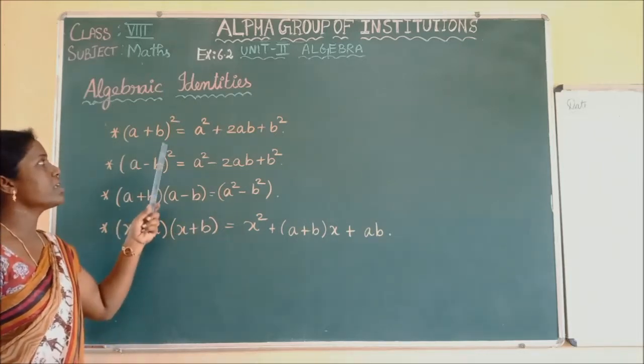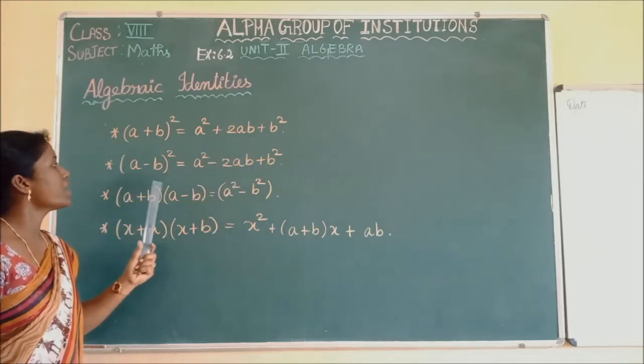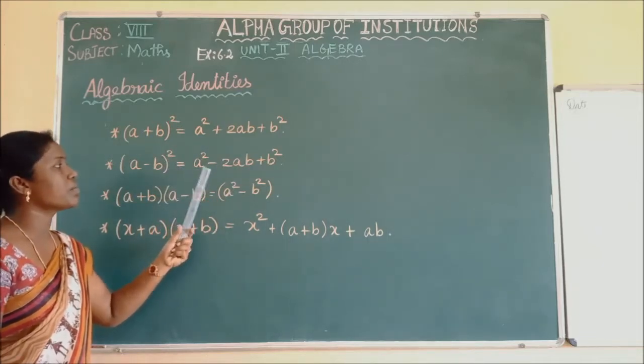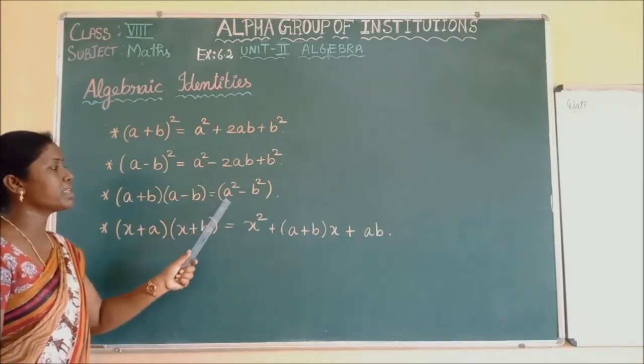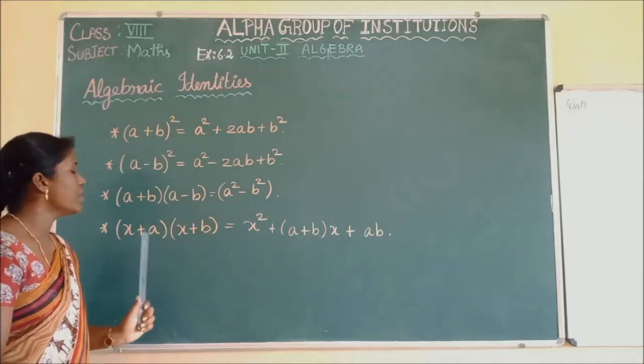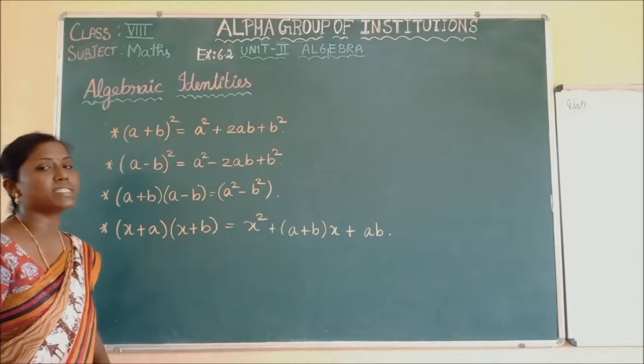Okay, a plus b the whole square is equal to a square plus 2ab plus b square. A minus b the whole square is equal to a square minus 2ab plus b square. A plus b into a minus b is a square minus b square. X plus a into x plus b is equal to x square plus a plus b into x plus ab.